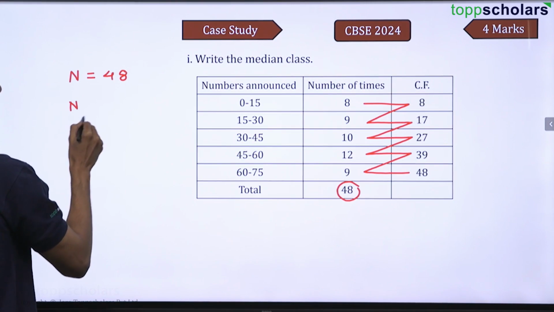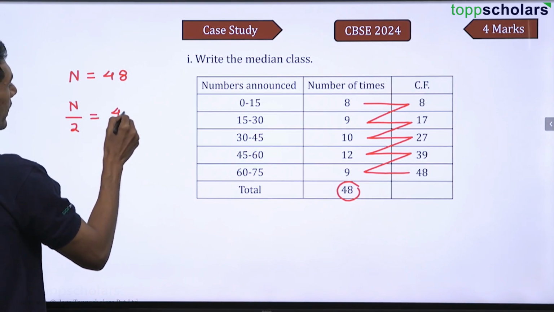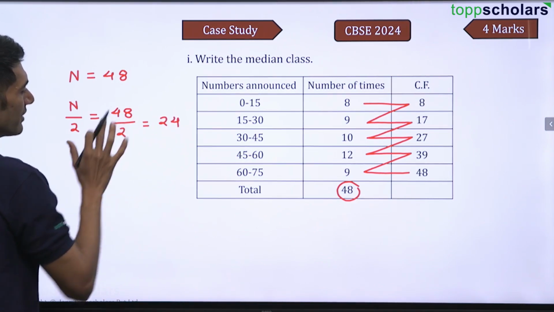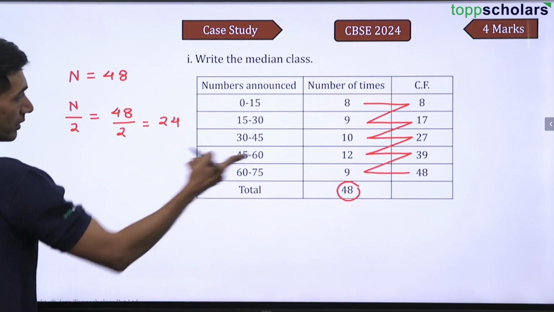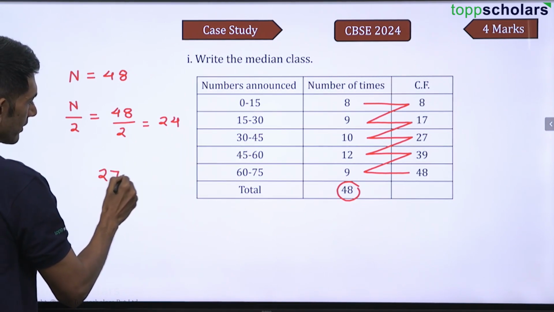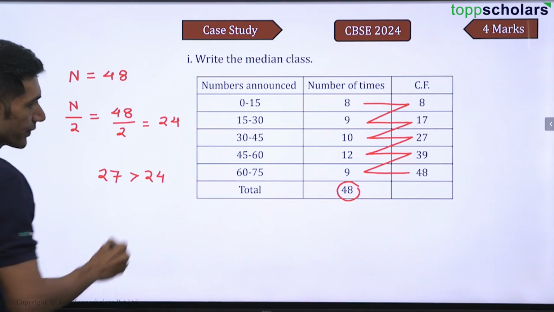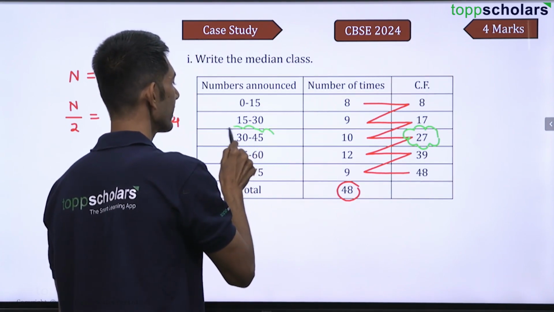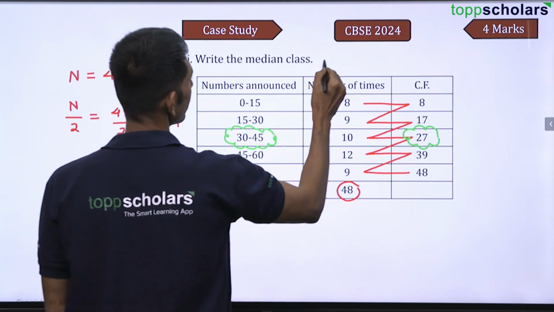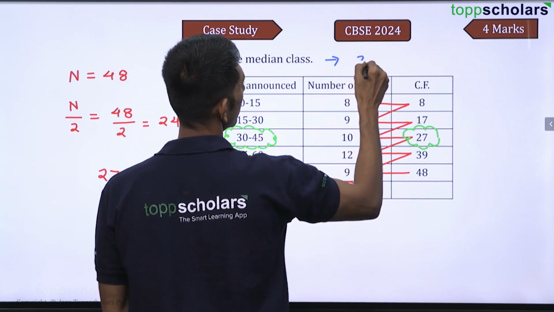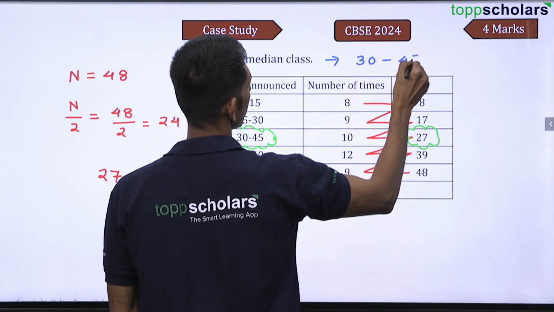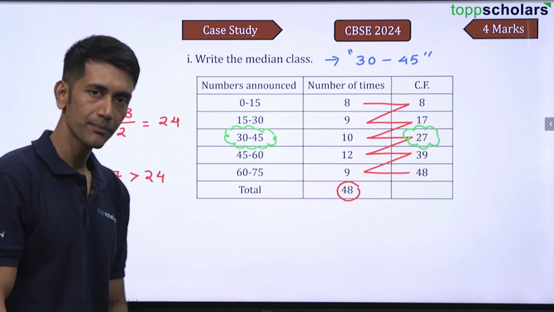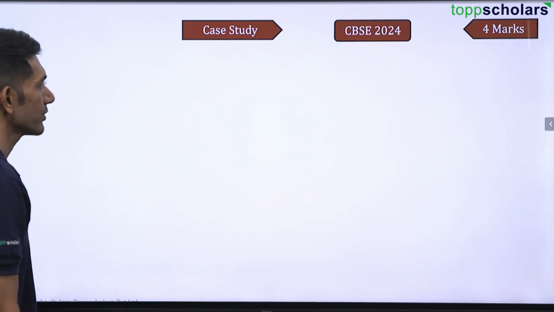Now find out N by 2. What is N by 2? N by 2 is 48 by 2. 48 by 2 is 24. Which is the CF slightly greater than 24? Can I say 27 is slightly greater than 24? So if you see here, this is 27. So this becomes our median class, right? The median class is 30 to 45. 30 to 45 is the median class, correct? Easy first question. Let us see the second question.